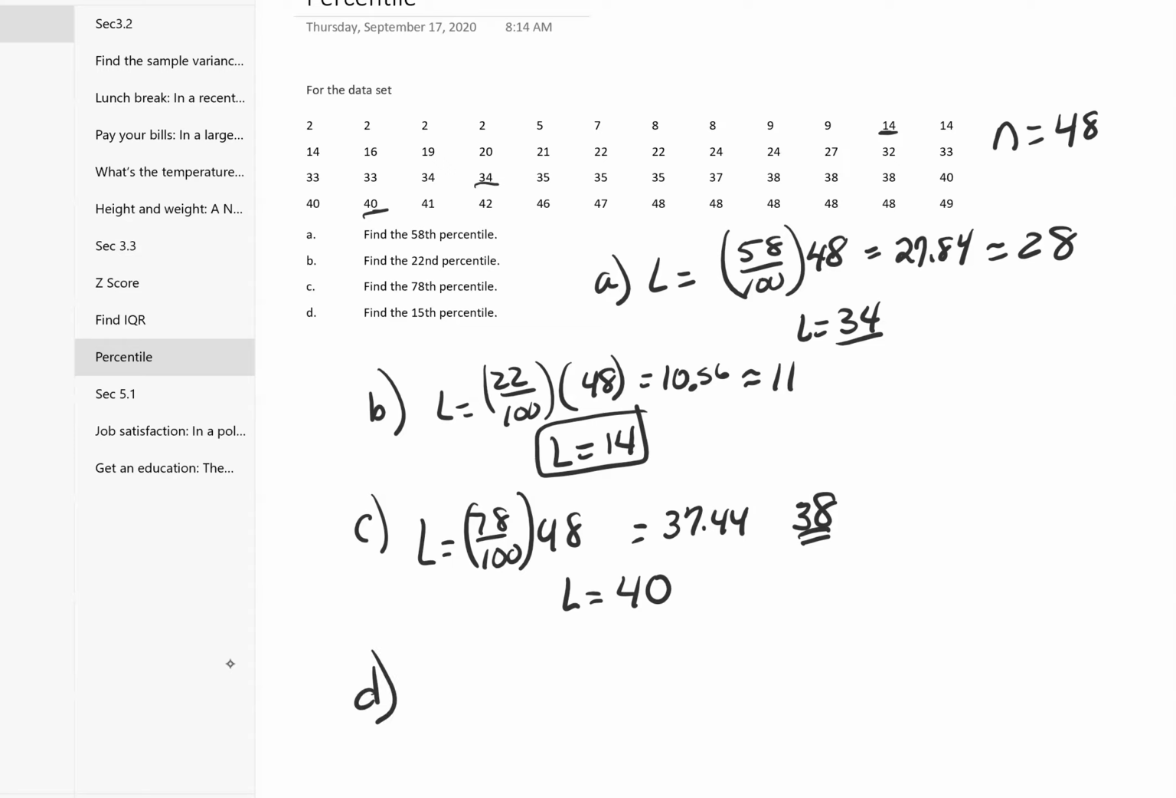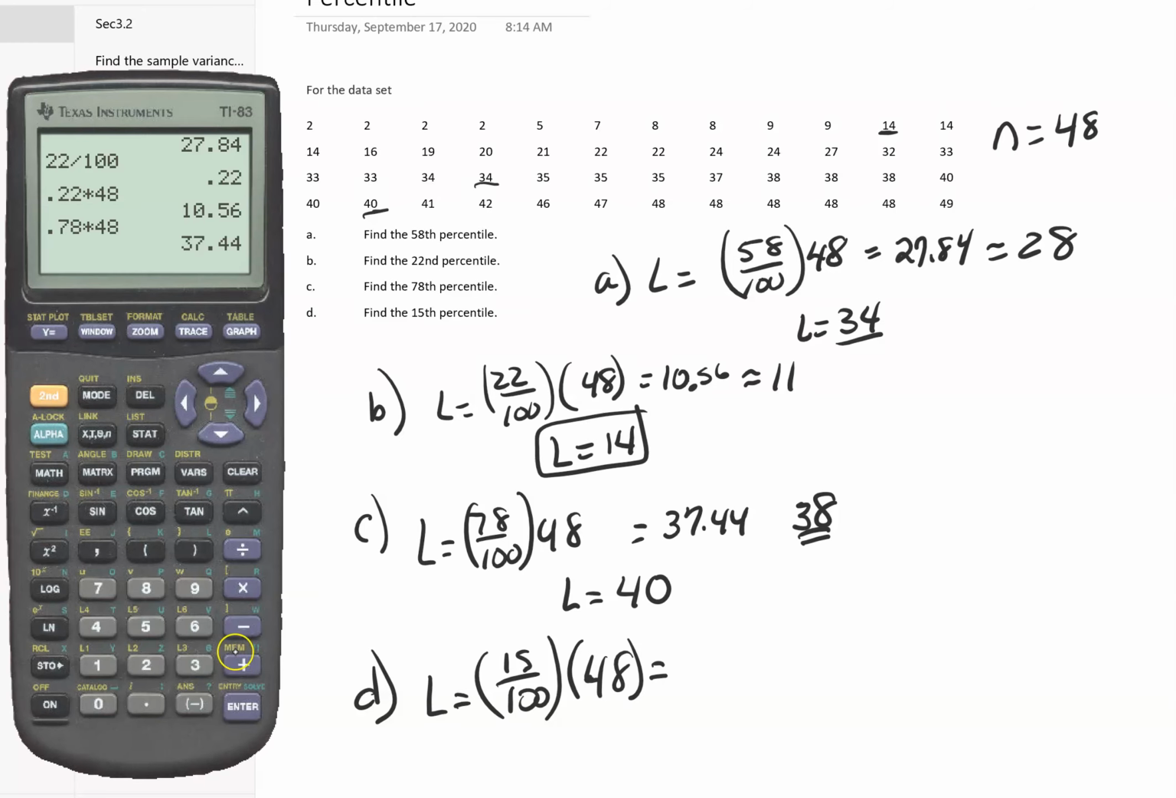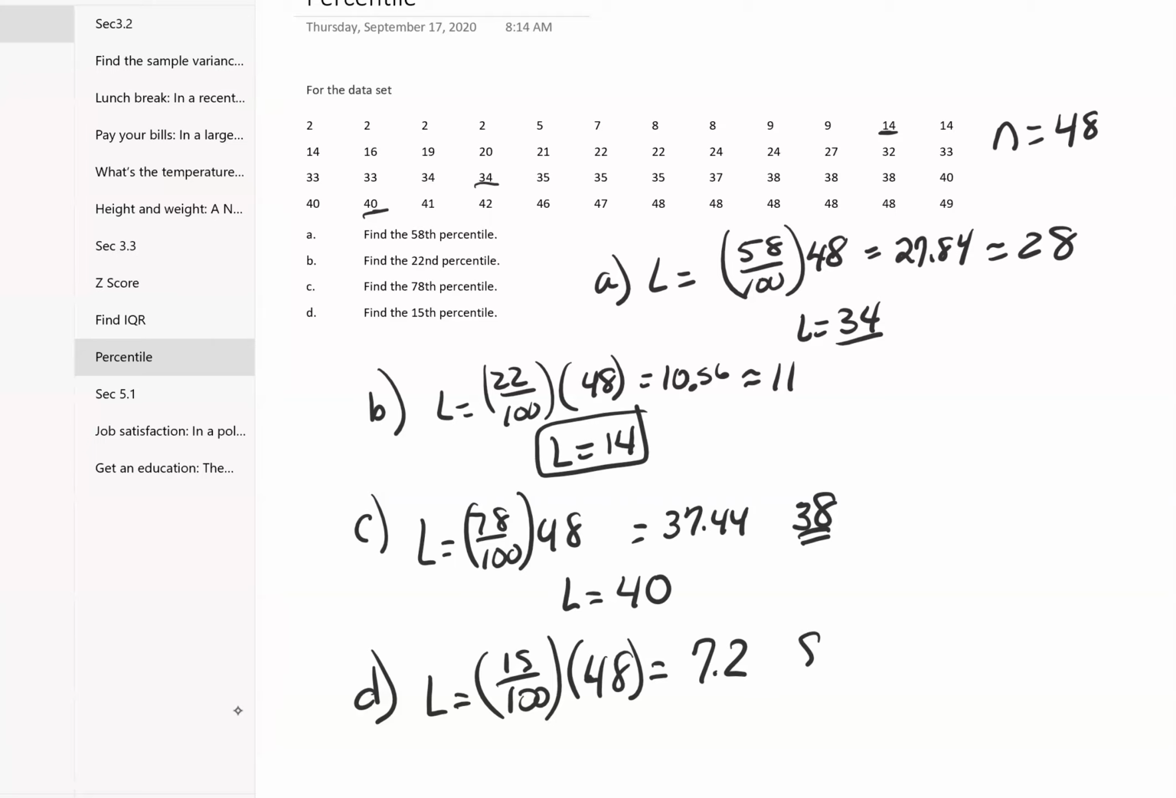And finally, the last one is the 15th percentile. So 15 divided by 100 times 48. So 0.15 times 48 is 7.2. I round up to the 8th position. So 1, 2, 3, 4, 5, 6, 7, 8. It's the number 8. So that position and that number are exactly the same.